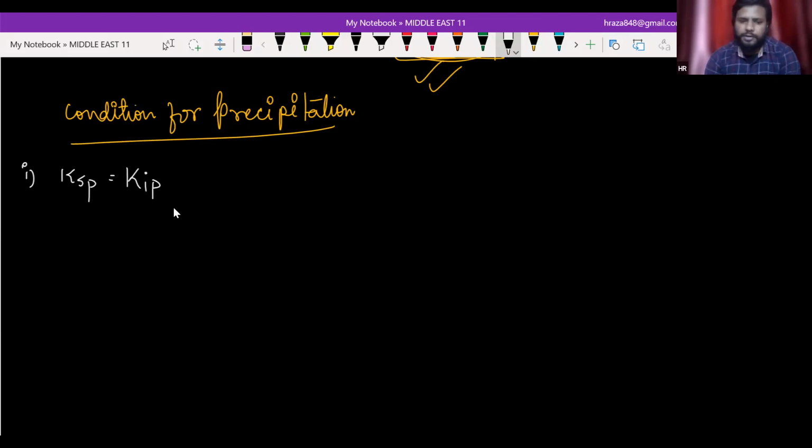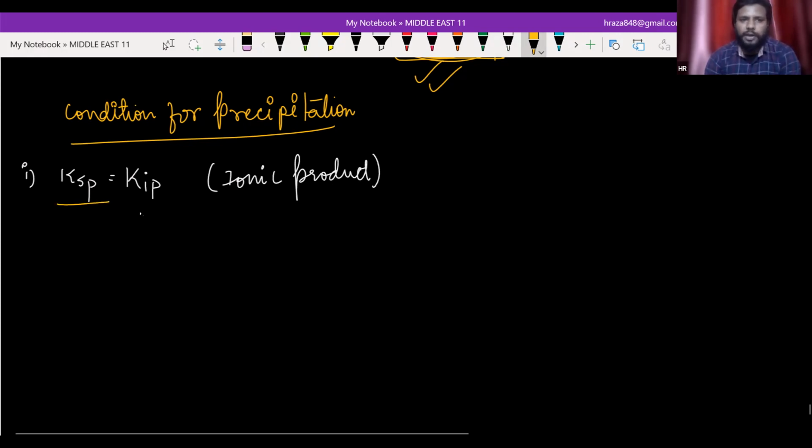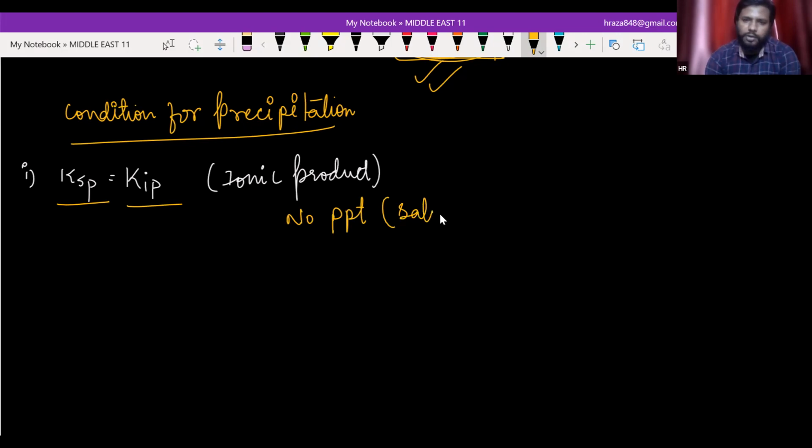Ksp is the solubility product, and Kip is the ionic product. So whenever Ksp and ionic product are equal, there will be no PPT. No PPT means a saturated solution.